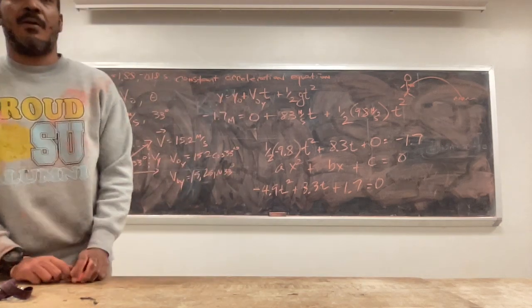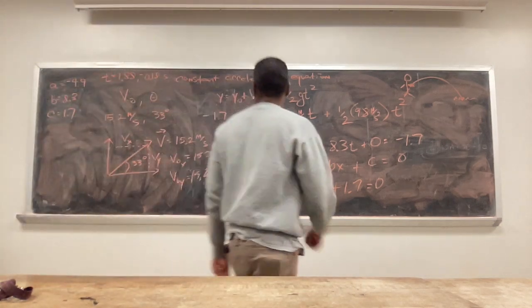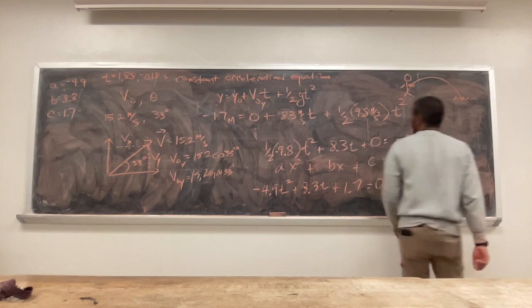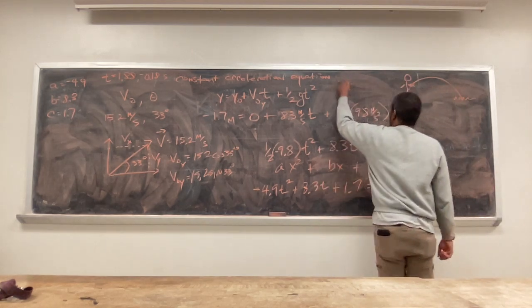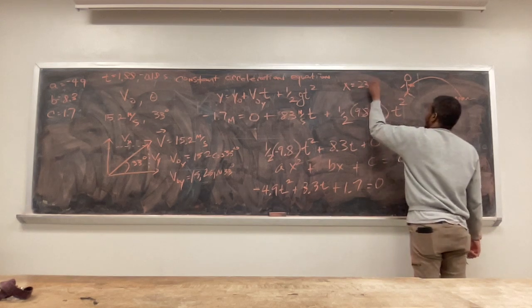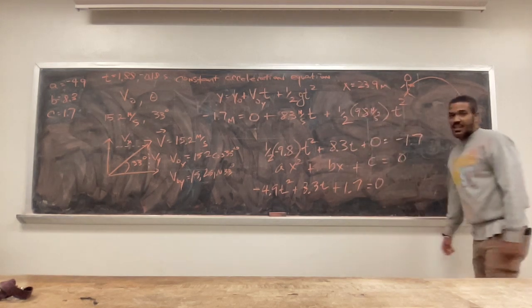I got 23.9. You got what? 23.9. 23.9 meters? That sounds about right. Horizontal distance would be about 23.9 meters.